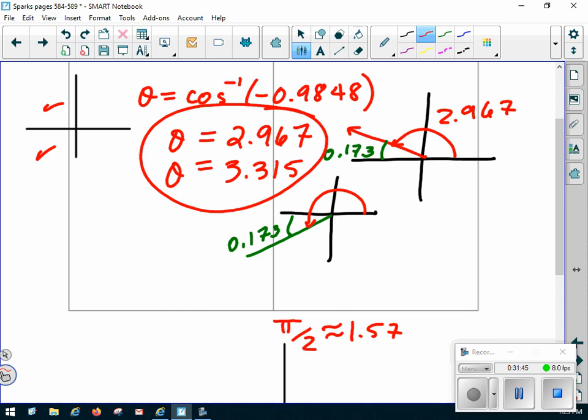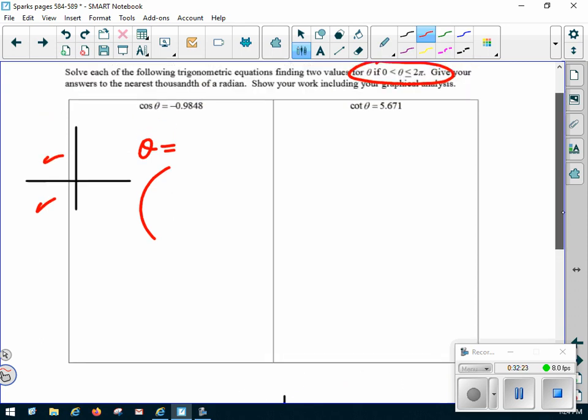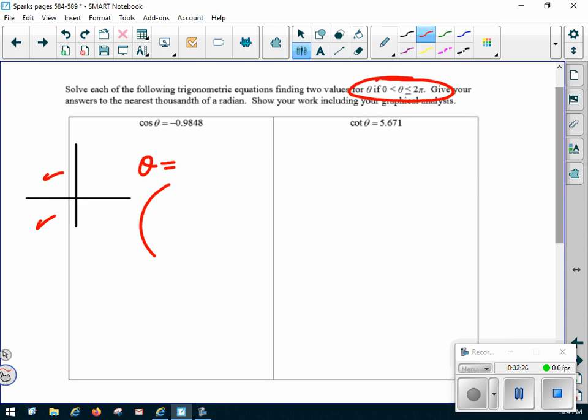Question? What did you subtract 0.173 from to get it? To get this number right here? This one? Or this one? The 3.315? She added it. Okay, you added it. Yeah, that's this angle down here, so that's pi plus that. One more. Do you have a question, Tristan? I think once you get the one, switch it into the other. Yes, sir. That's exactly right. Okay. One more.